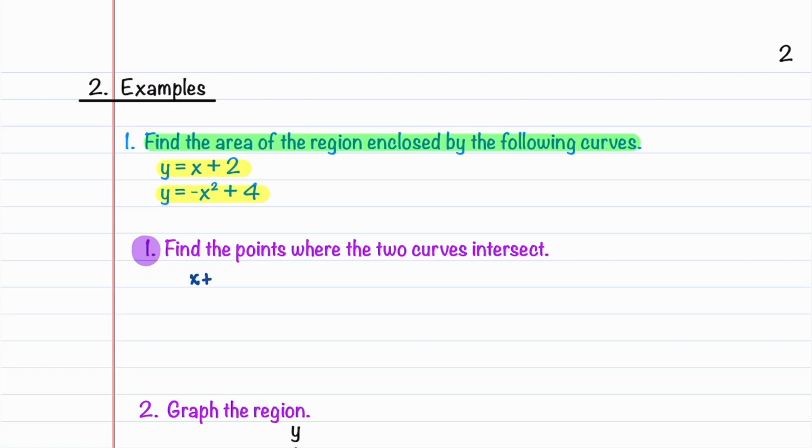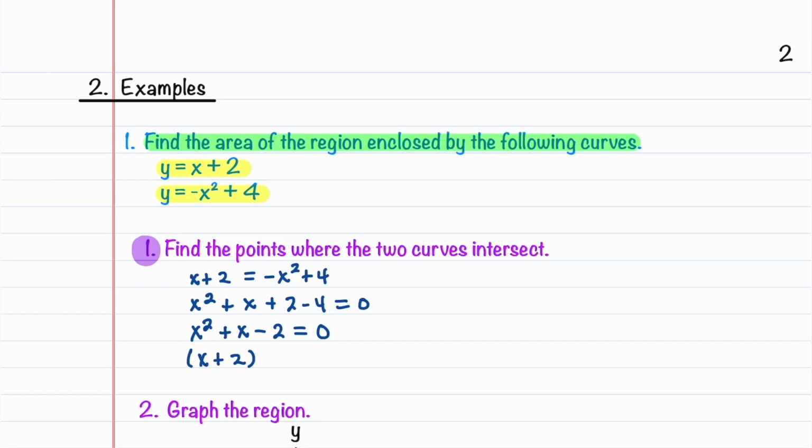We're going to do this by setting the two curves equal to each other. So we have x plus 2 is equal to minus x squared plus 4, and we need to solve for x. Let's pull everything over to the left, and that gives us x squared plus x plus 2 minus 4 is equal to 0. So we have x squared plus x minus 2 is equal to 0. We can factor this as x plus 2 and x minus 1. And this gives us that x is equal to minus 2 and x is equal to 1.